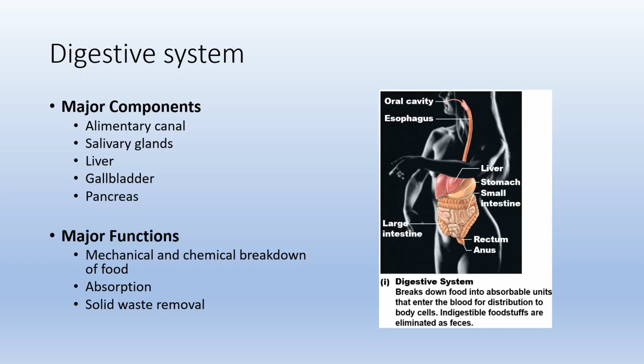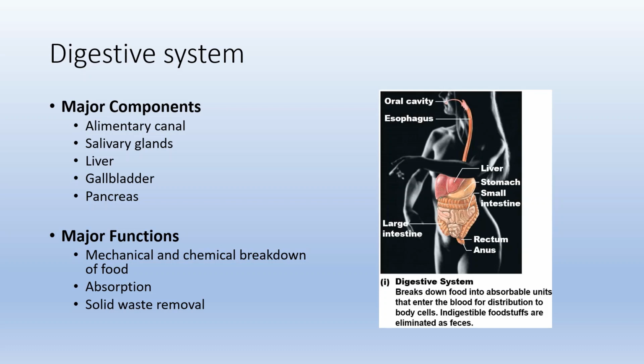They lie outside of or adjacent to the alimentary canal, but they contribute to the overall functions of the digestive system. The functions of the digestive system include mechanical and chemical breakdown of food. We see mechanical breakdown in the oral cavity with the teeth and the tongue. We also see mechanical breakdown of food in the stomach. Chemical breakdown we see throughout the entire alimentary canal, starting with the oral cavity and continuing down into the stomach and the small intestine.